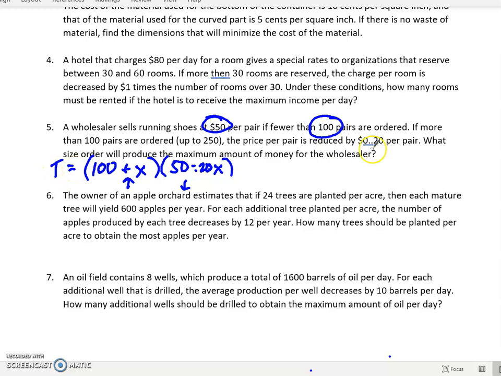And then if I want to find, this is nice because you only have one variable. So then if I want to find the max, I'm going to have to take the derivative and then set it equal to 0. This I would expand by hand and then take the derivative and set it equal to 0.